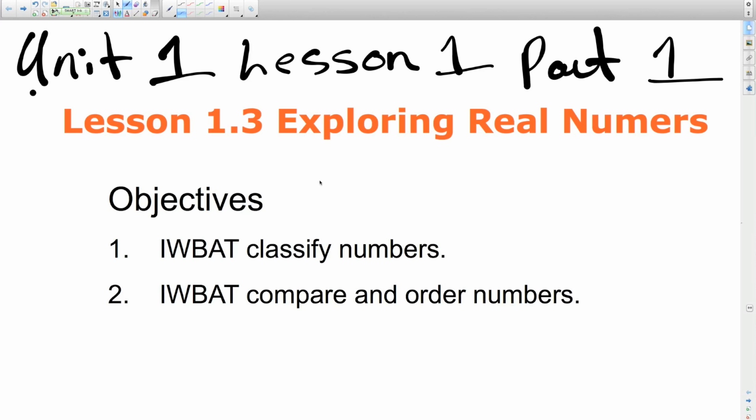Today we're going to be working out of Lesson 1.3 from the Pearson Copyright 2009 edition. Today we're going to be talking about exploring real numbers. Our objectives today are, I will be able to classify numbers and I will be able to compare and order real numbers.